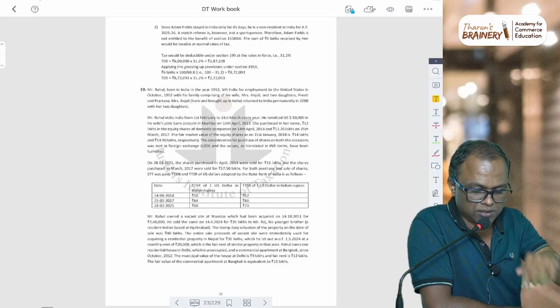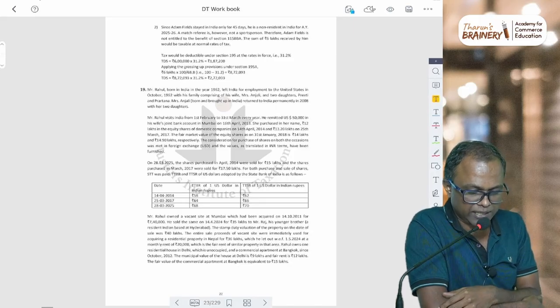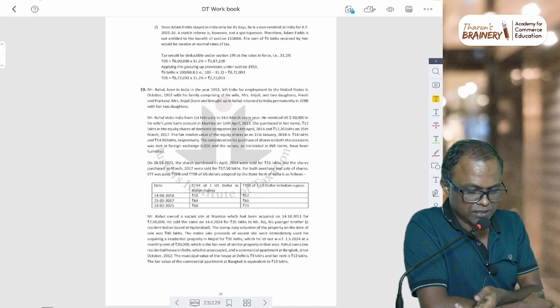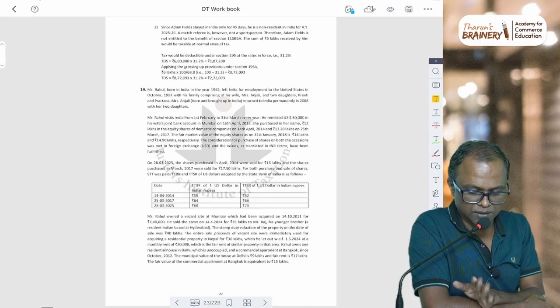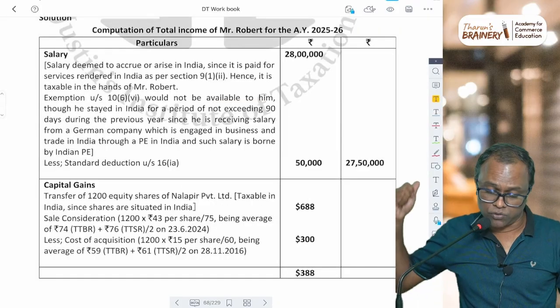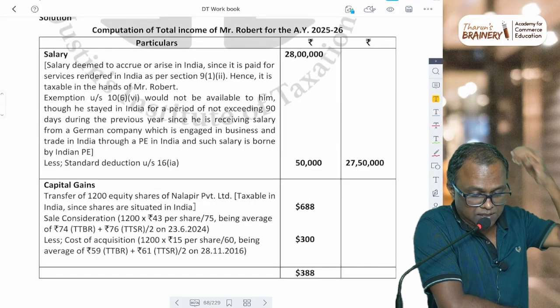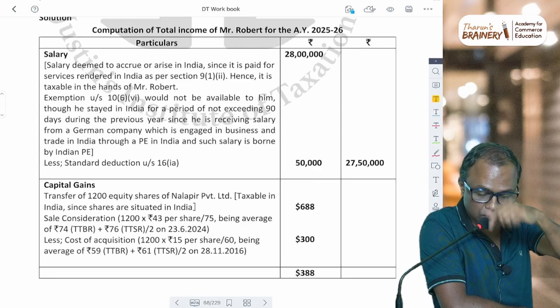So we have to put a note on section 10(6). That is, it would not be available to him, even though his period of stay does not exceed 90 days. He is receiving salary from a German company which is also engaged in business in India. That is the reason why this exemption is not available. So we have to put a note on section 10(6) and then standard deduction 50,000, balance 27,50,000.